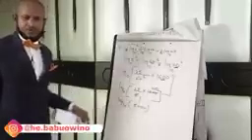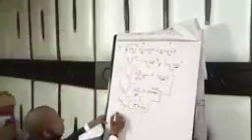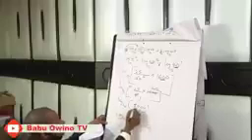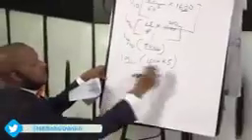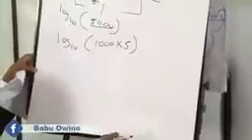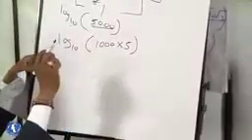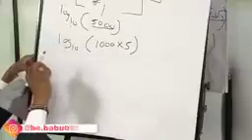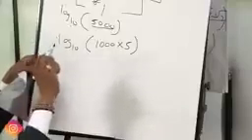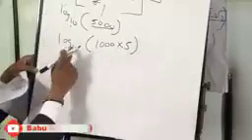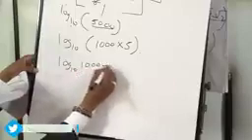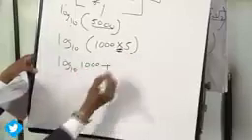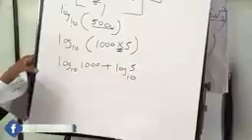We can further simplify this. You can see that this is the same as log to base 10 of 5000, which can be written as 1000 times 5. When you split this, it's like you are going back to the initial relationship that we had. I told you when you see minus, you divide. When you see plus, you multiply. So when you see multiplication, you add. So you can equally write this as log to base 10 of 1000 plus, because of this, log 5 to base 10.